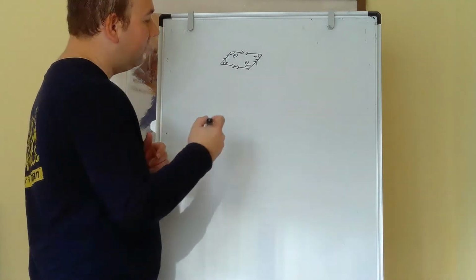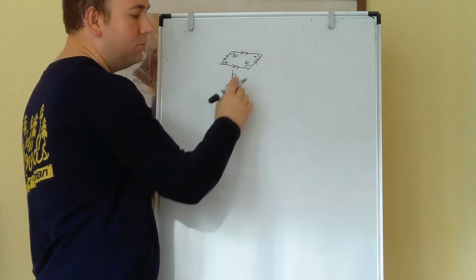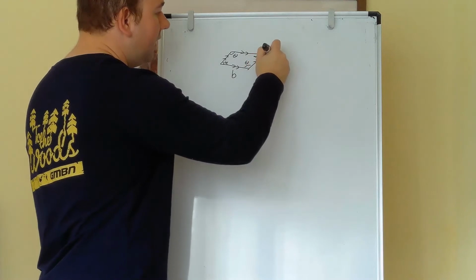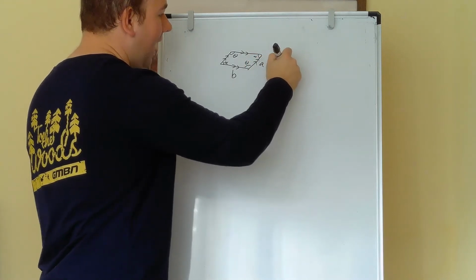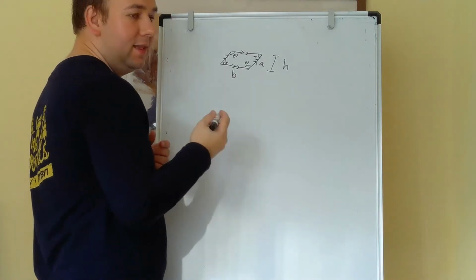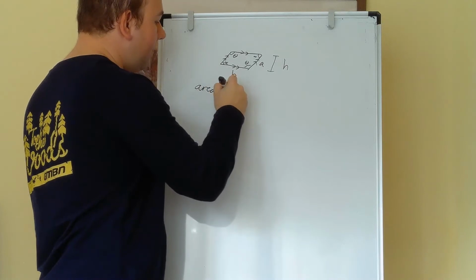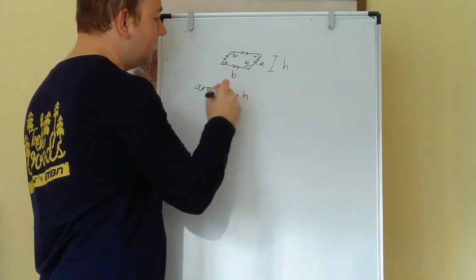We can also have the length of the base. We can have the length of this more vertical side, which is A, but what we'll also have is a height. And the area of a parallelogram is equal to base times the height.